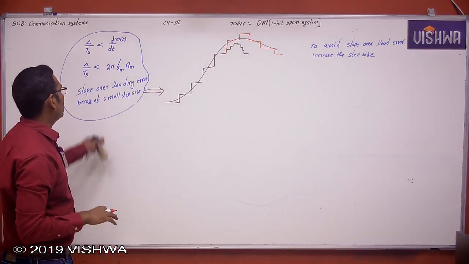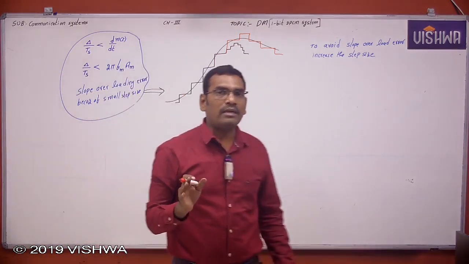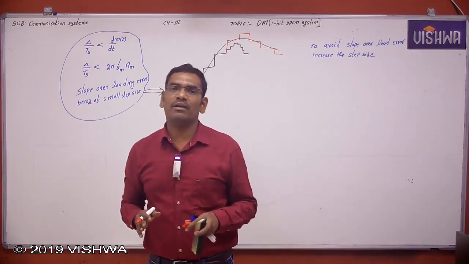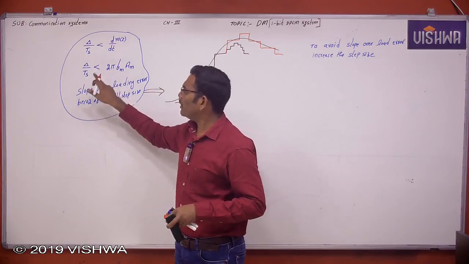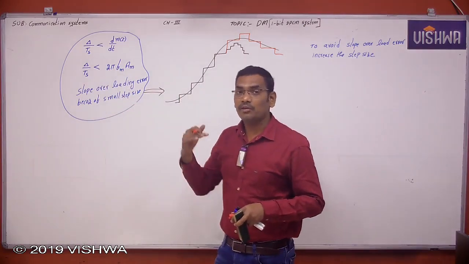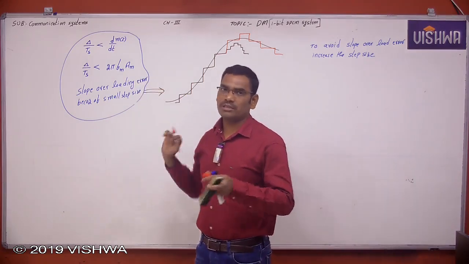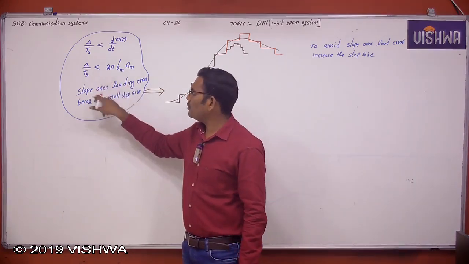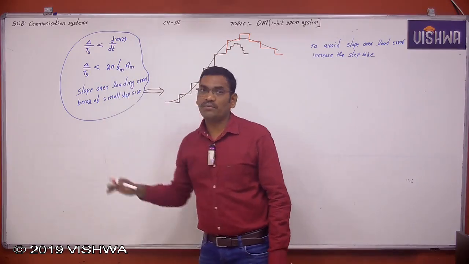Okay. Now this is the condition for slope overload to occur. In the examination he is asking, what is the condition for slope overload to occur? What is the Am value to occur slope overload? What is the fm value to occur slope overload? And what is the Am value to avoid slope overload? What is the fm value to avoid slope overload? Like that the questions are asked. To occur slope overload, this condition should be satisfied. To avoid slope overload, this condition should fail, meaning greater than.